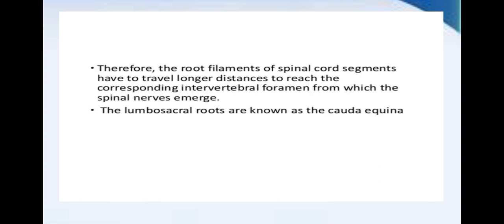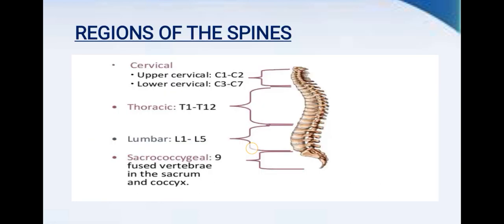Therefore, the root filaments of the lower spinal cord segments have to travel a longer distance to reach the corresponding intervertebral foramen from which the spinal nerve emerges. The lumbosacral roots are known as the cauda equina. Regions of the spine: cervical, thoracic, and sacrococcygeal.